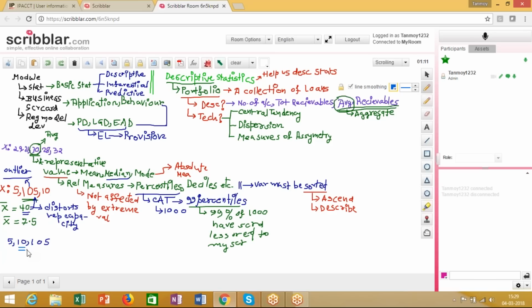So what you see is that the median gives me a better reflection of the central tendency. And the median is not affected by the existence of an outlier. So the median is not affected by outliers.